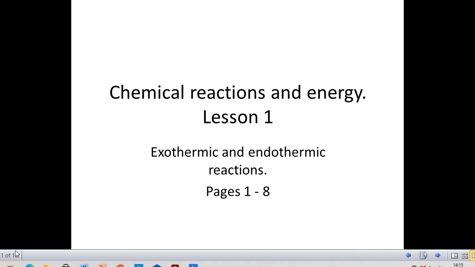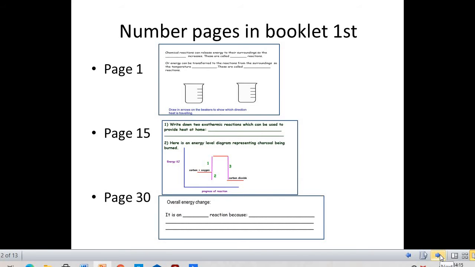So this is for year 11, chemical reactions and energy. Lesson 1, exothermic and endothermic reactions. I'm going to look at pages 1 to 8. Now I've forgotten to number the pages, so what I want you to do first is to number the pages in your booklet. And I've shown you page 1 and I've shown you page 15 and page 30, so if you number them all please in between, and you should end up on page 30.